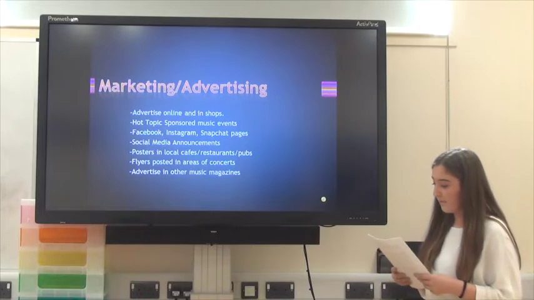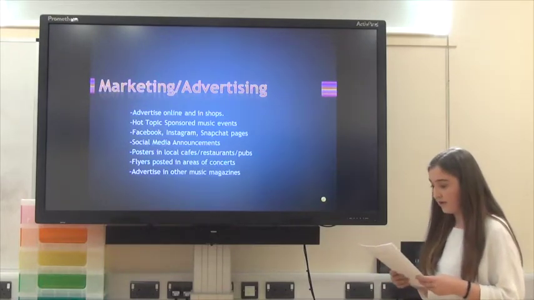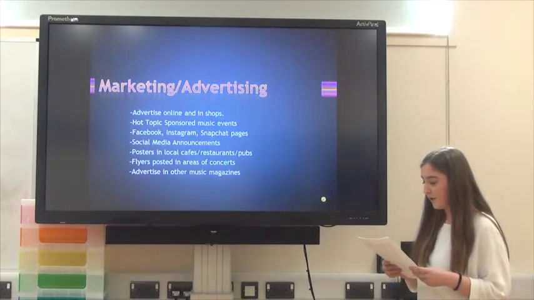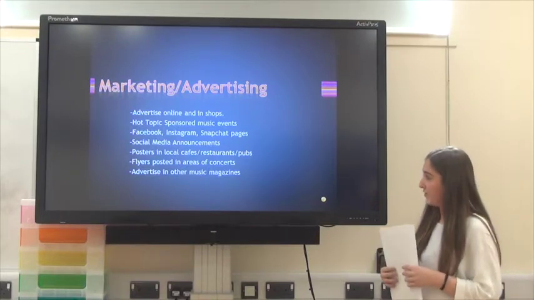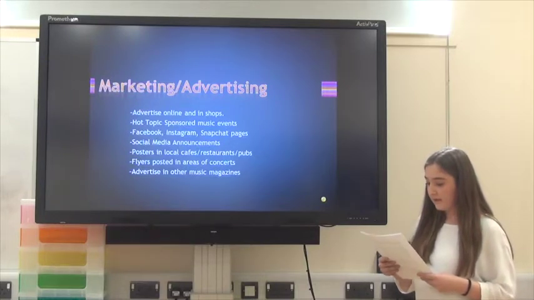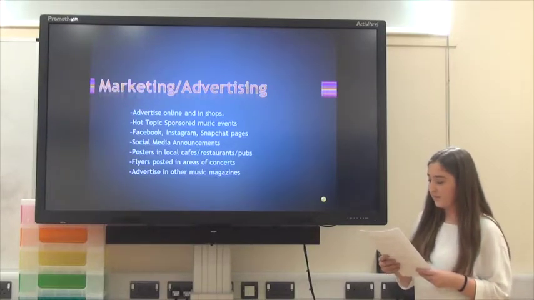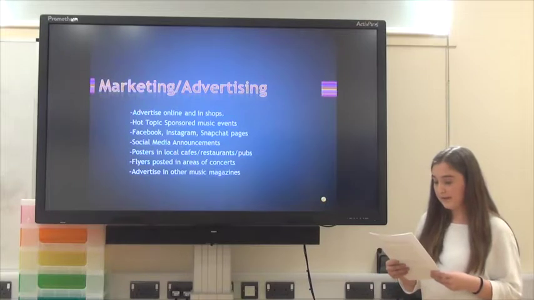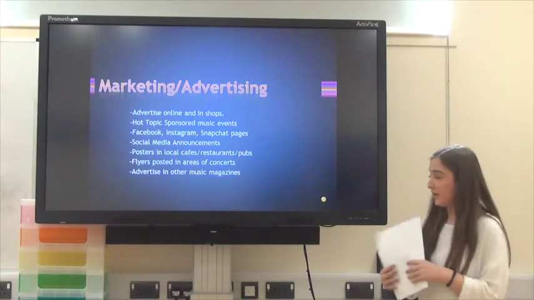The way I would market my magazine is by advertising online and in shops. For example, I could put some advertising on all different social media such as Facebook, Instagram and Snapchat. Also, by putting advertising in other magazines based on the same things, people who are already interested in music magazines will be attracted to this magazine.